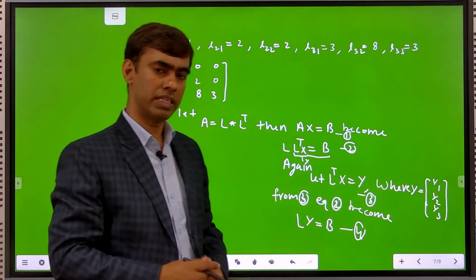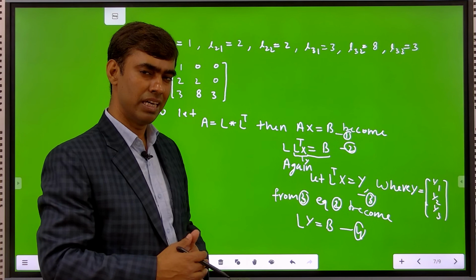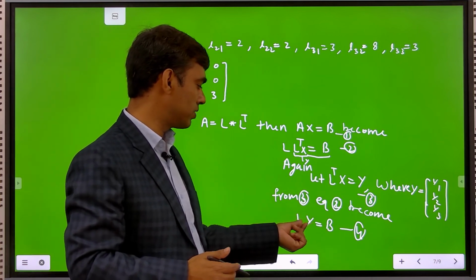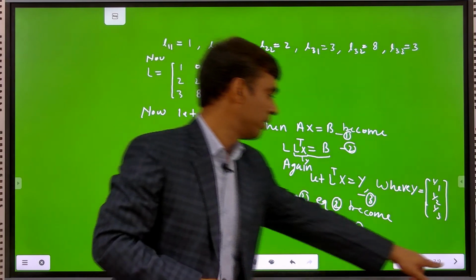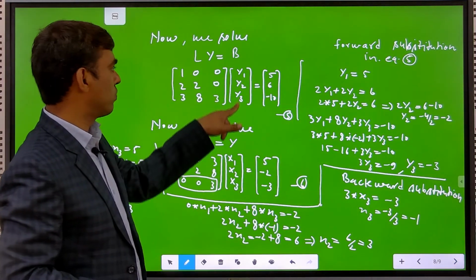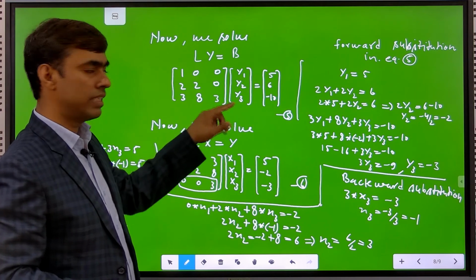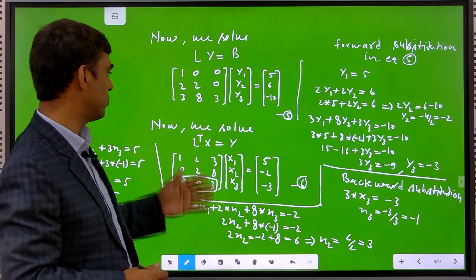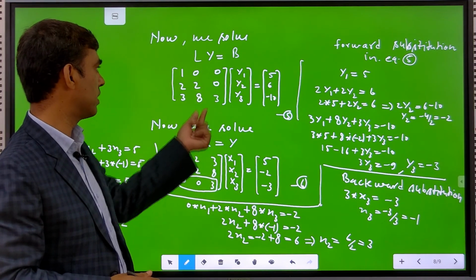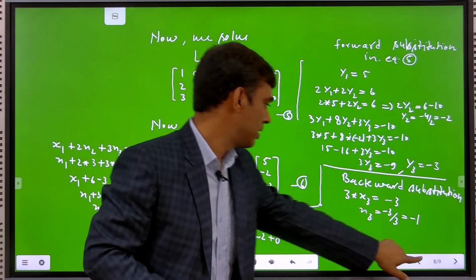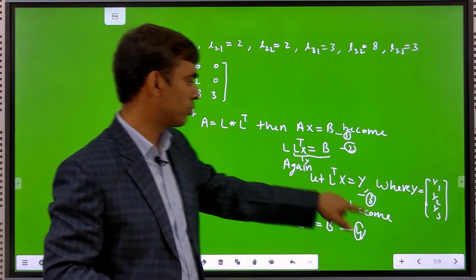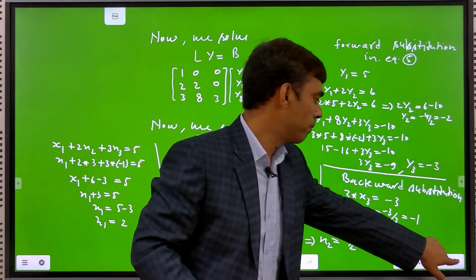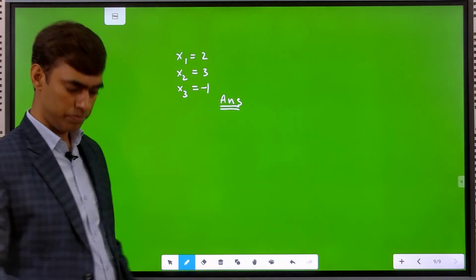Here Y is an unknown vector, and the number of elements equals the number of equations. So first of all we solve LY equal to V in order to find the values of y1, y2 and y3. To find the values of y1, y2 and y3, we perform the substitution. Then again we put the values of Y in the equation L transpose X equal to Y in order to find the values of the original unknowns.